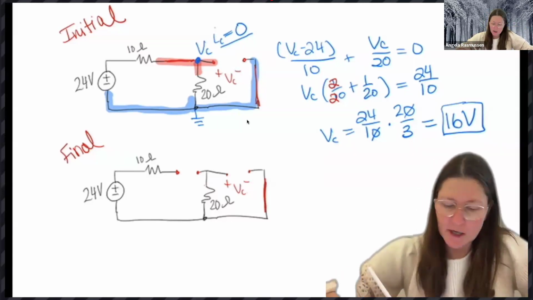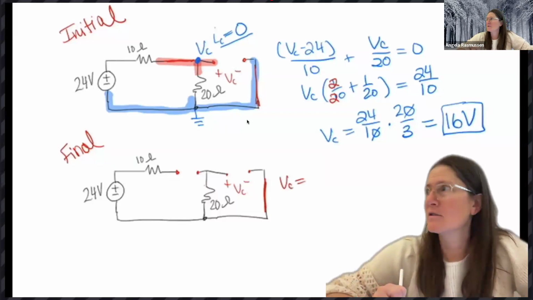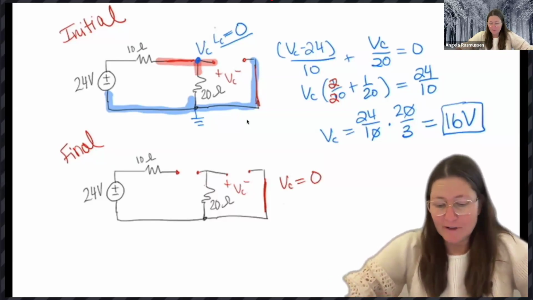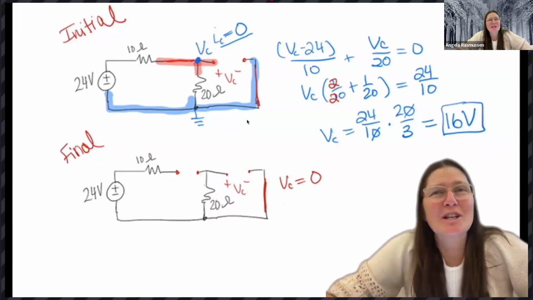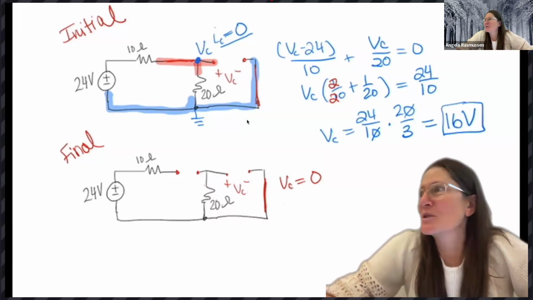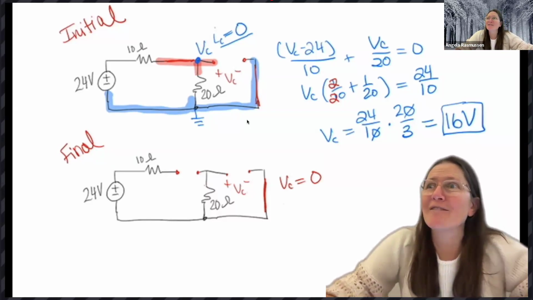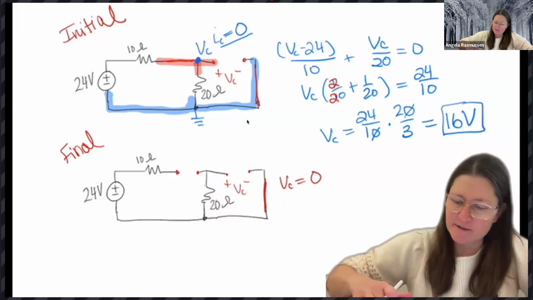So now what do we have for VC? VC over 0, which will be 0. So VC is 0. Anytime the final state doesn't have any sources in it, and the same with the initial, like sometimes you may not have anything connected and then it becomes connected, it would be 0 in those cases.